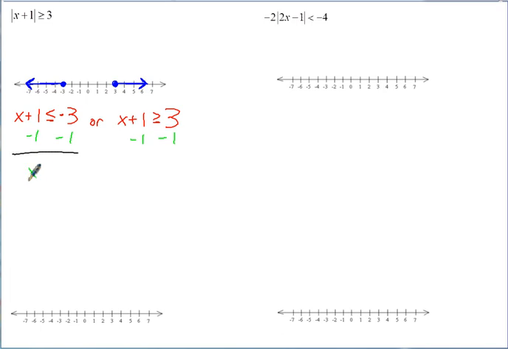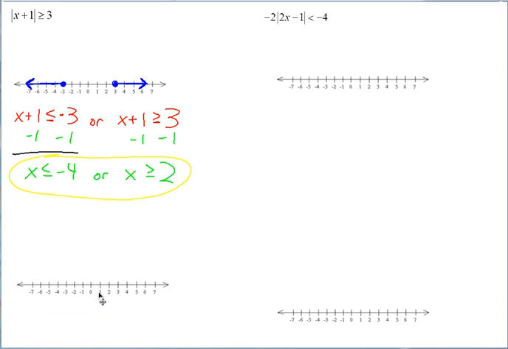In this one, x is less than or equal to negative 3 minus 1, which is negative 4. Or x is greater than or equal to 3 minus 1. So that's our solution. And then to graph it on the number line, say we start with the negative 4 here. So negative 4 is right there. It can equal negative 4, so we close the circle there. And it has to be less than or equal to negative 4, so heading this way. Notice again, it's pointing the same way as our inequality sign.